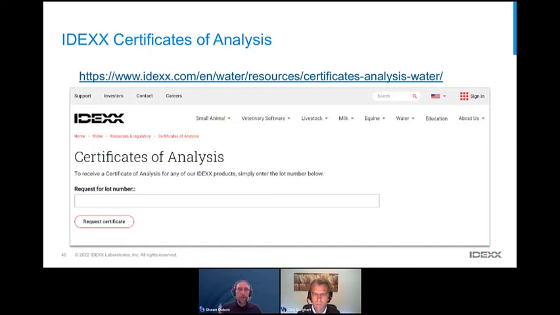Every product that we sell has an associated certificate of analysis that can be obtained from our website. There's a link here on this slide, and you can also just go to idexx.com/water, and there will be several locations where you can look for certificates of analysis. There will be a search field. You type in the lot of the product that you're looking to obtain the C of A for, and hit request certificate, and it will come up with links that lead you to a PDF for that specific lot.